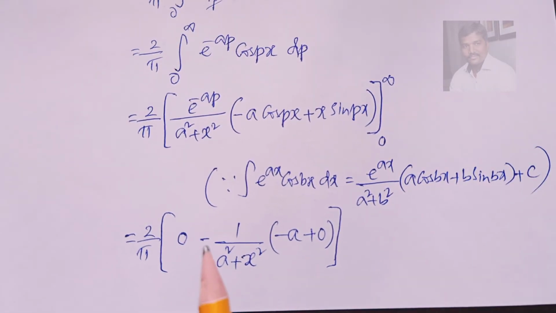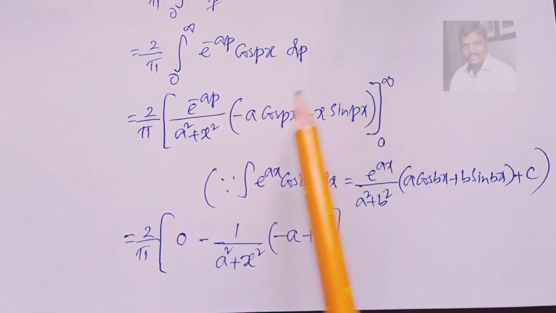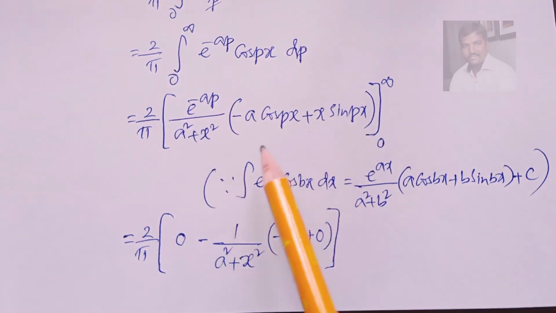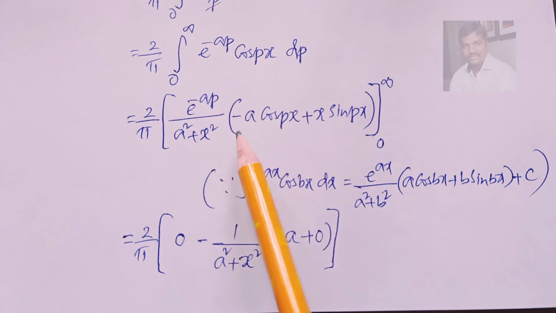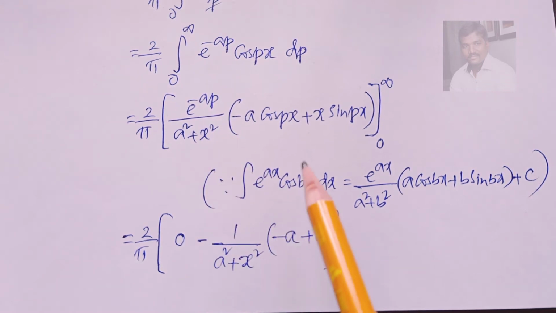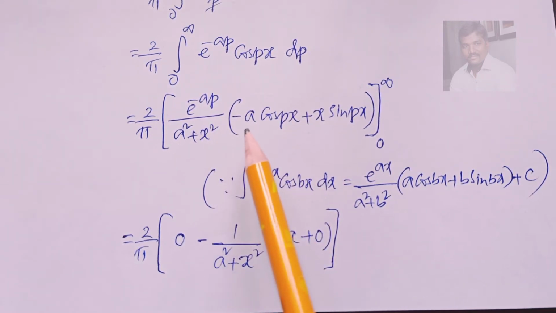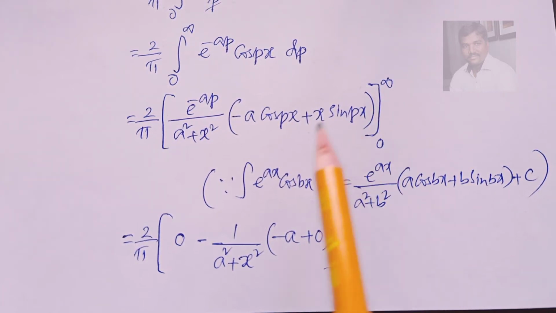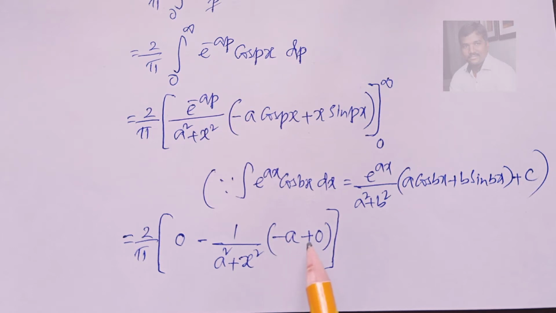Okay, from the limit 0 to infinity. So now apply the upper limit here, e power minus infinity, that is 0, and minus of the lower limit e power 0, 1 by a square plus x square into minus a cos 0, which is 1. Sin 0 is 0. So there you will get 1 minus of 1 by a square plus x square into minus a plus 0.